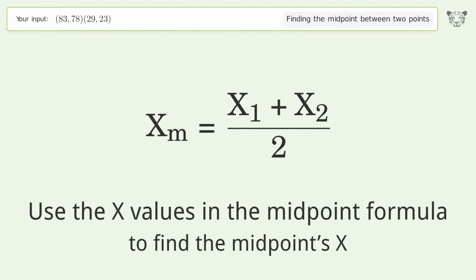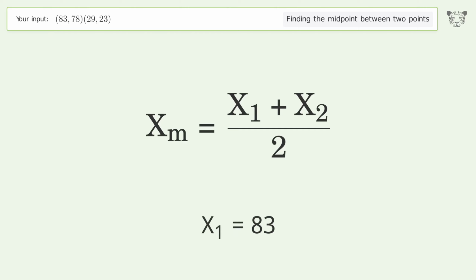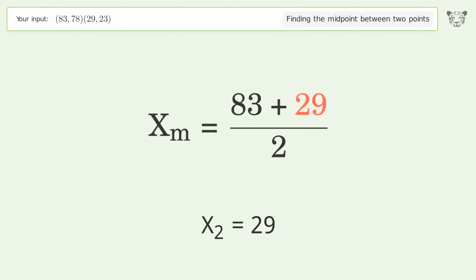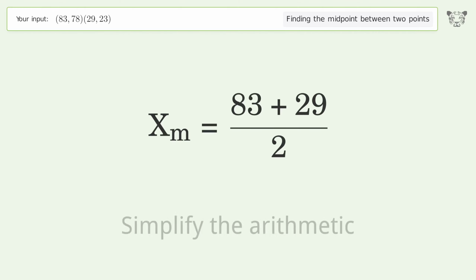Use the x values in the midpoint formula to find the midpoint's x. x1 equals 83. x2 equals 29. Simplify the arithmetic.